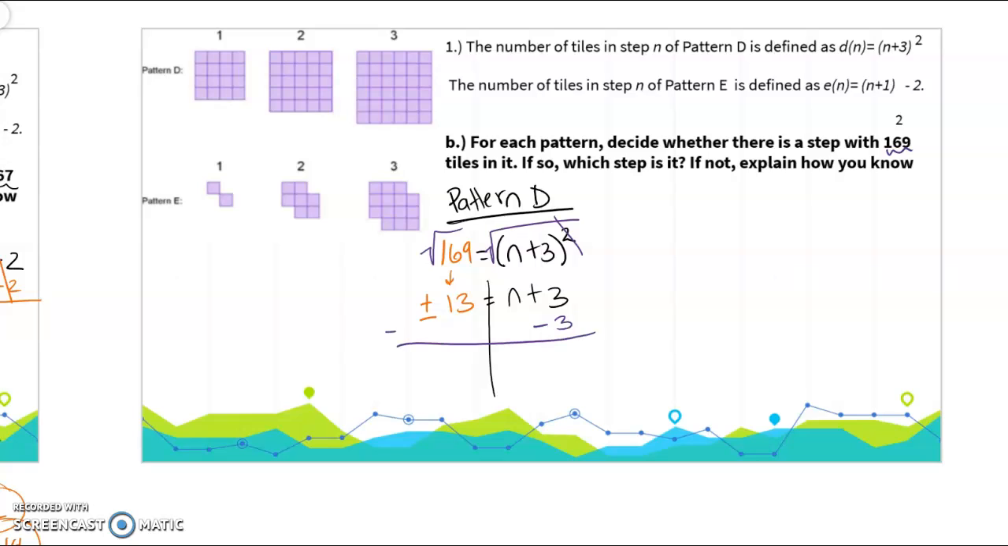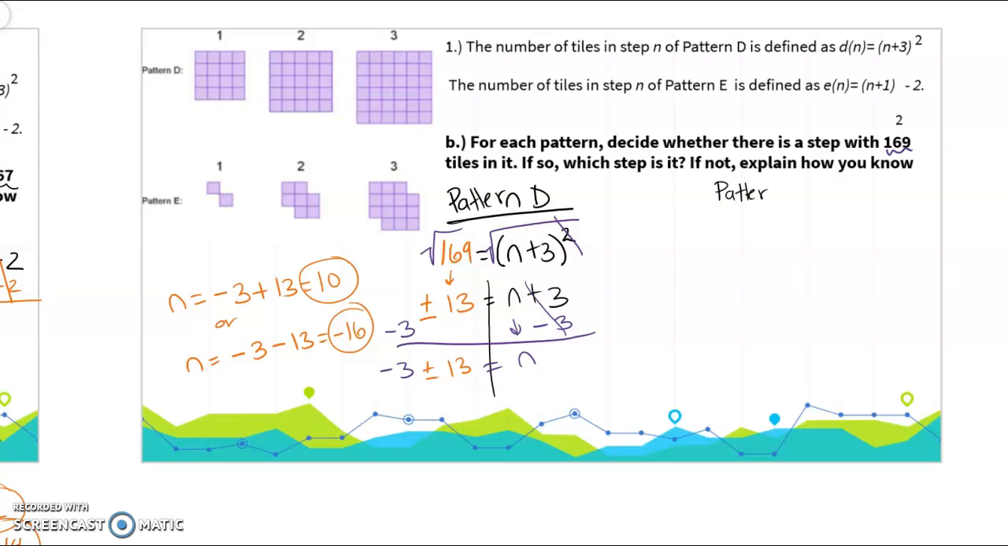I'm going to subtract 3. Again, don't combine. We want two different answers. Let's see what they could be. I have n equals negative 3 plus 13, or negative 3 minus 13. Obviously, negative 16 is going to be one of the pattern numbers, or a positive 10. How nice. Let's see if pattern E is lucky this time around.